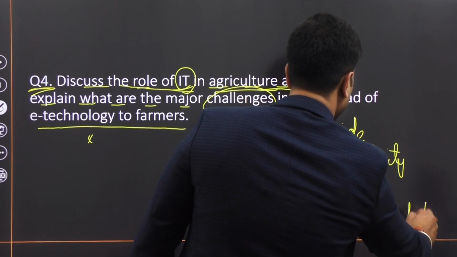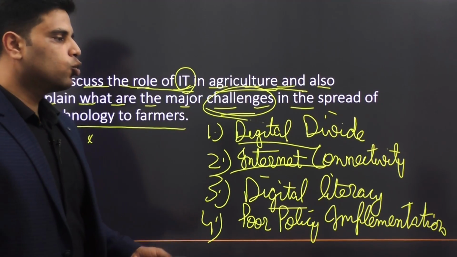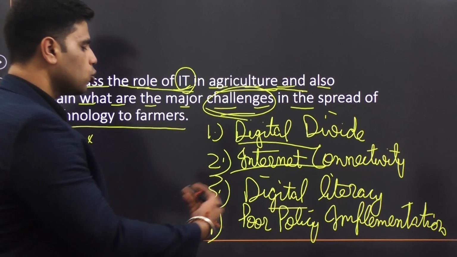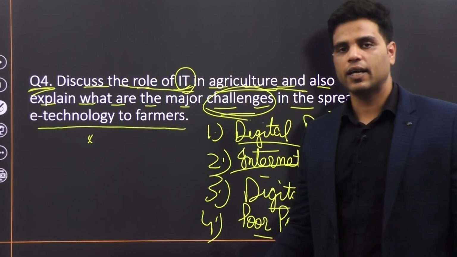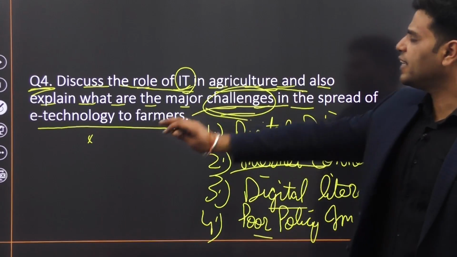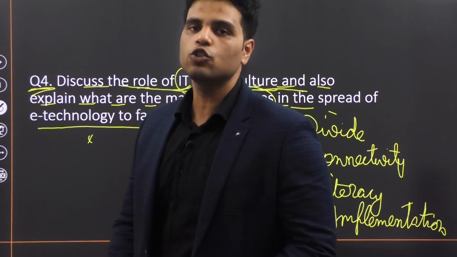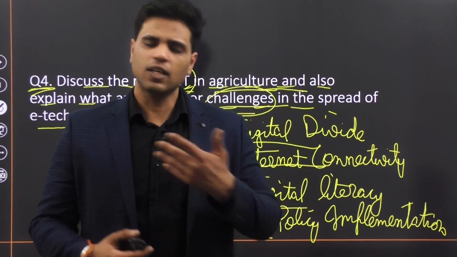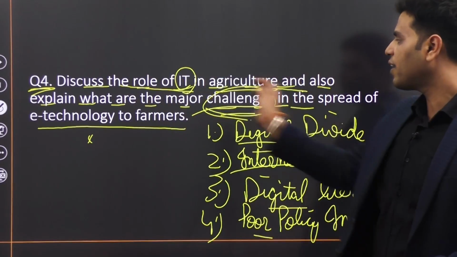poor policy implementation by the government. Government has come up with various schemes to introduce IT in farm practices, but those schemes are not being properly implemented, and many more. So there are various challenges. Some of these challenges I have discussed on the board. Many other challenges you'll find in the model answers with this PDF. All right. So it was a fairly simple question. What they did was they asked you about the role of IT in agriculture.